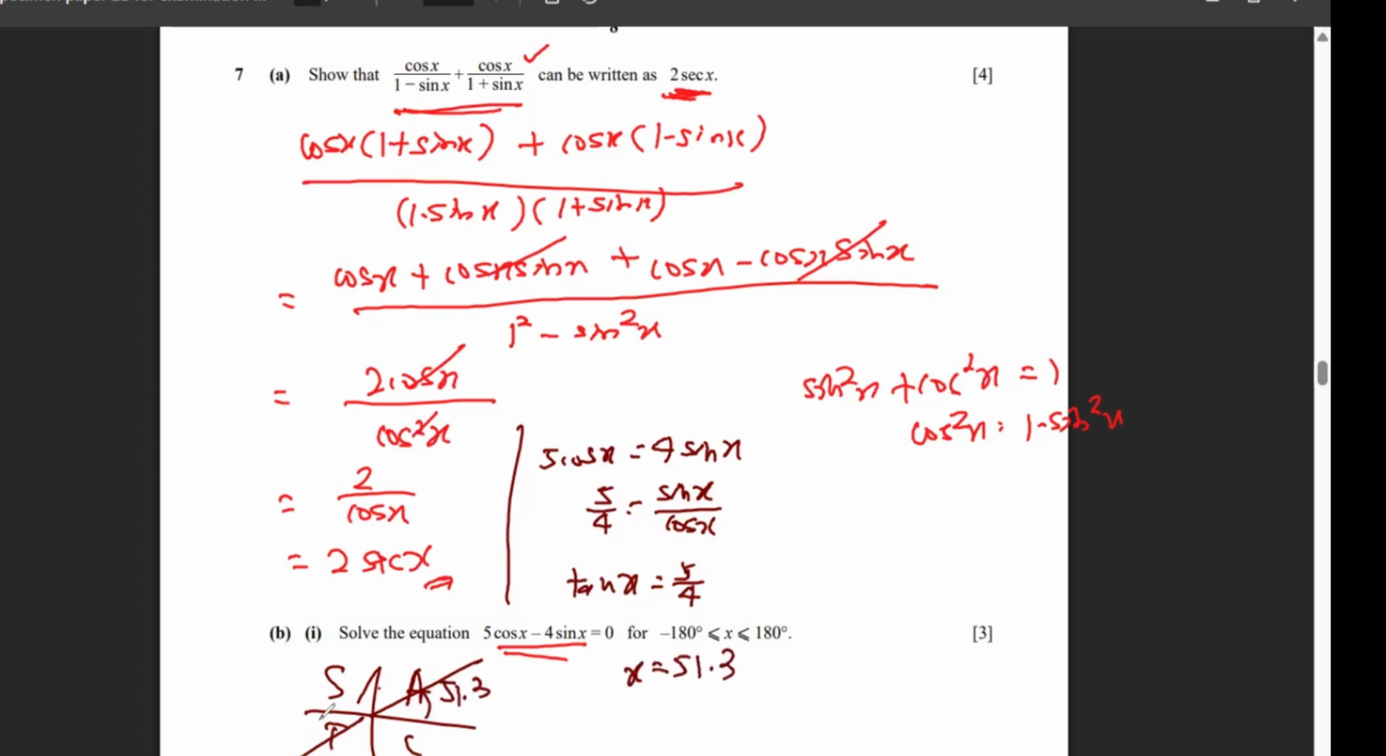The second positive answer already exceeds 180, so we do not need to continue for the second positive angle. But they request a negative angle, so we check this angle is actually 128.7 degrees in the opposite direction. So the answer is just here and here.